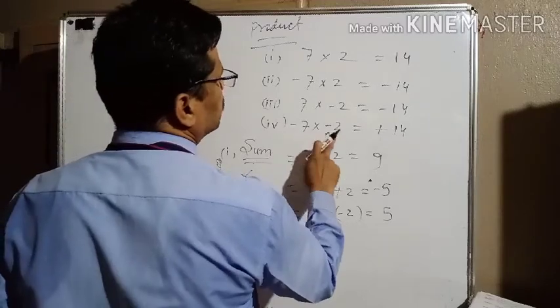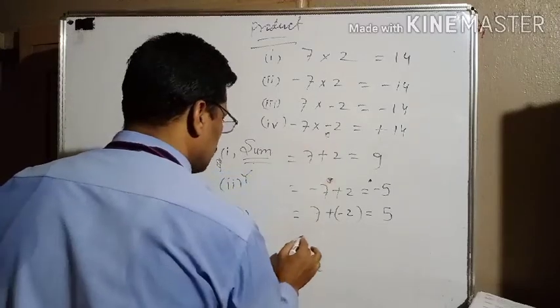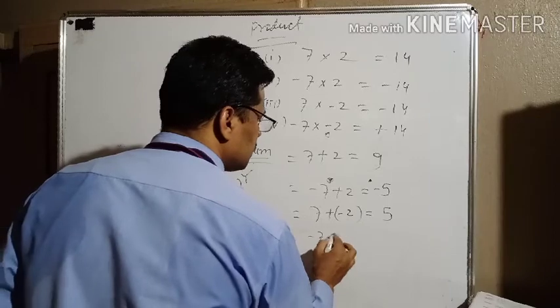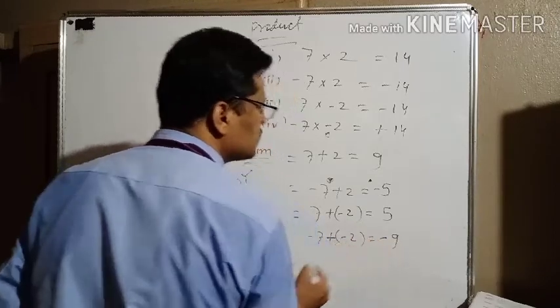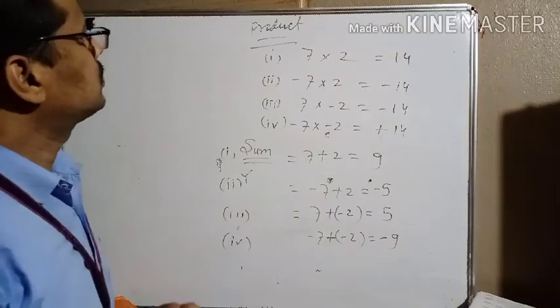Both are negative. When you are taking them, both are negative. In that case, what is the sum? That's -7 plus -2. When you solve it, what do you get here? -9.